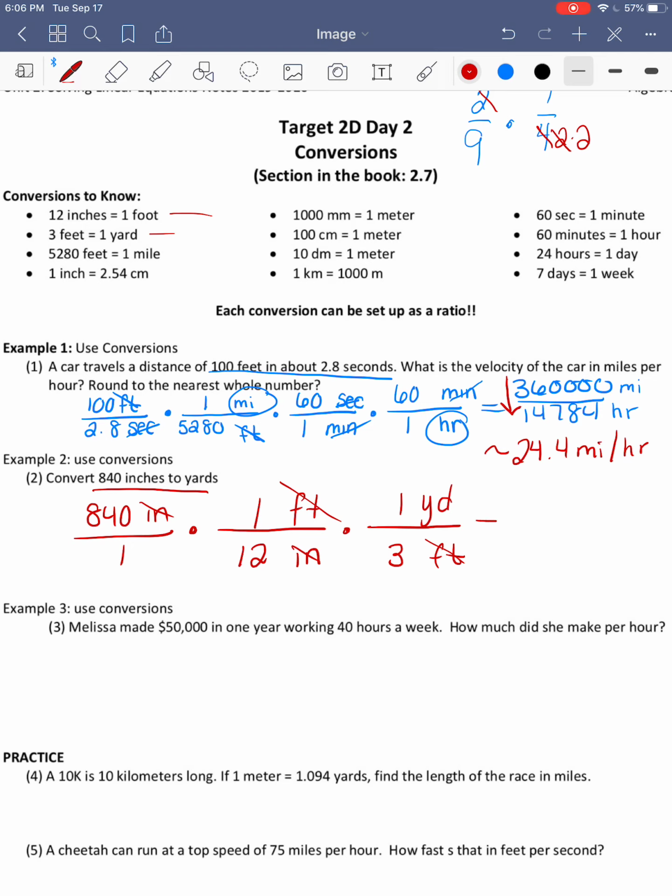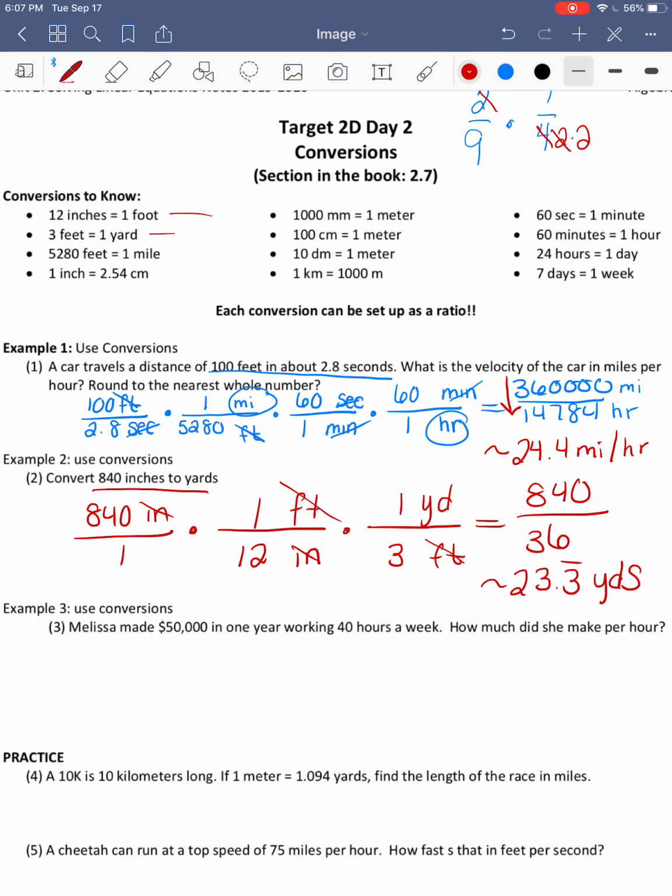Now I can go ahead and multiply straight across, so I get 840 all over 36. Now I want to divide this and simplify it, and that comes out to be approximately 23.3 yards, or 23.3 repeating.